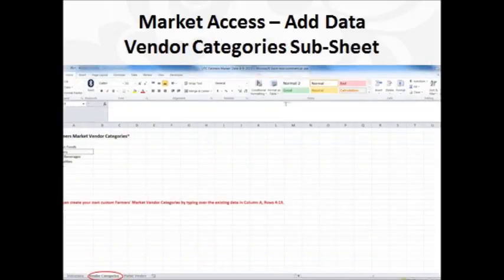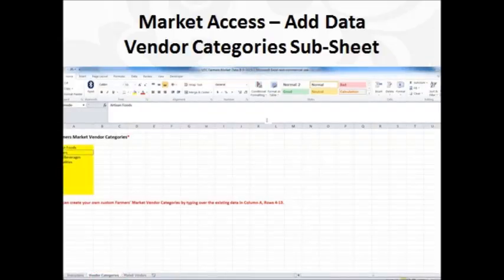Next, let's move to the vendor categories subsheet and customize the vendor categories for your market. This subsheet provides a customizable list of 10 vendor categories for your market. The vendor categories provided are examples. You can create your own custom vendor categories for each individual market by just typing over the existing vendor categories. Most markets have 4 to 6 individual vendor categories. You can have more or less depending on what you want.